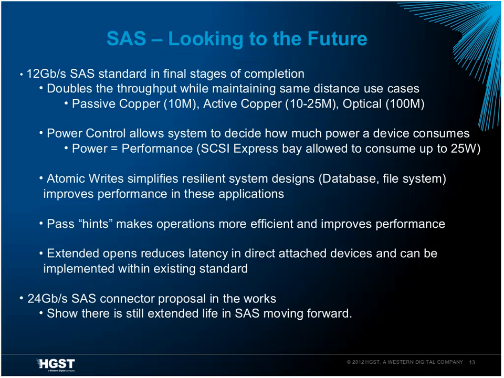Atomic writes ensure that operations are completed in their entirety or not at all. As such, when atomic writes are used, applications don't have to take the extra steps to protect their data against partial writes during failures. And the passing of hints can improve performance, and the extended opens reduce latency in direct attached devices. And last, what I think is critical, is that 12 gig SAS discussions are underway to continue to drive interface performance in the future for enterprise systems.